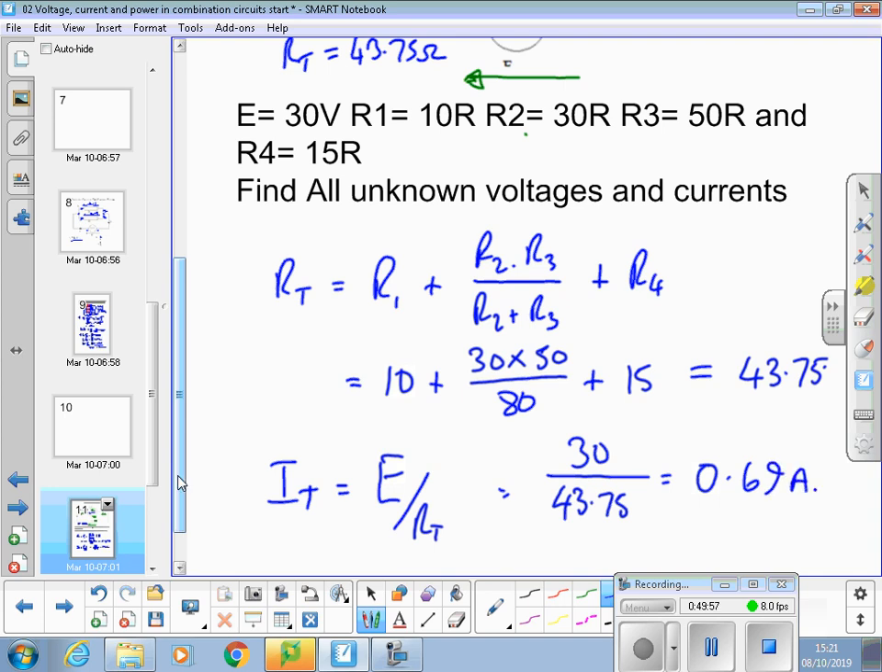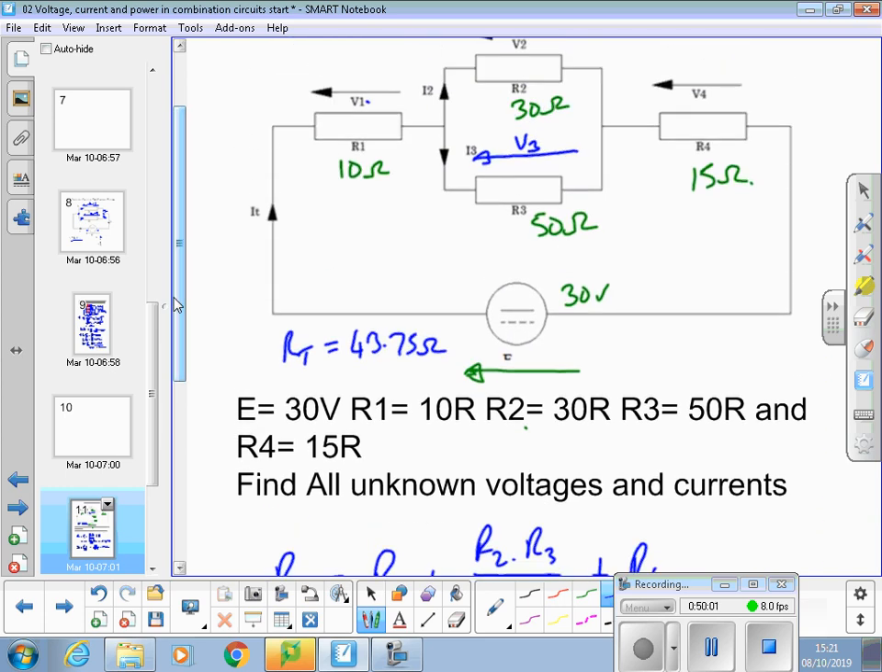Yeah, 0.69 amps. So again, I'm going to write that on the drawing. The value we calculated, 0.69 amps. So, what two other values can we now find? Now we know that current.